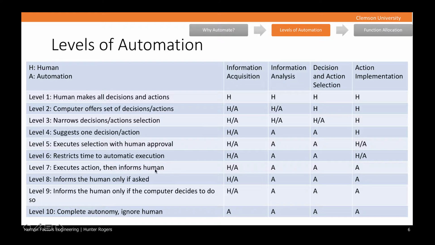So level 7 is when automation executes that action and then informs the human. So there's complete autonomy in these 3 levels, or these 3 stages. Level 8 is only when the human is asked, or only when the automation is asked, will it inform the human of the decision. And level 9 is only if the computer decides to inform the human, whereas level 10 is just complete autonomy. So those are the 10 levels of automation and where they fall in the 4 stages of automation.